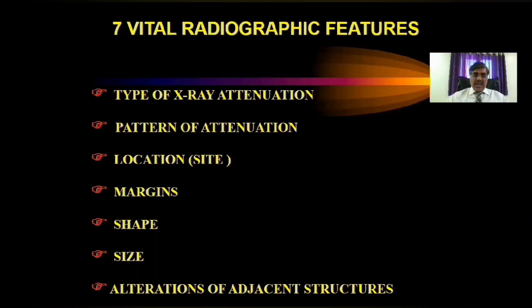So the feature recognition method suggests 7 important radiographic features. They are the 7 commandments of radiodiagnosis. The 7 features are type of X-ray attenuation, pattern of X-ray attenuation, location, that means the site, margins, shape of the lesion, size of the lesion, and alteration of adjacent structures. These are the 7 features that should be interpreted in a radiograph.